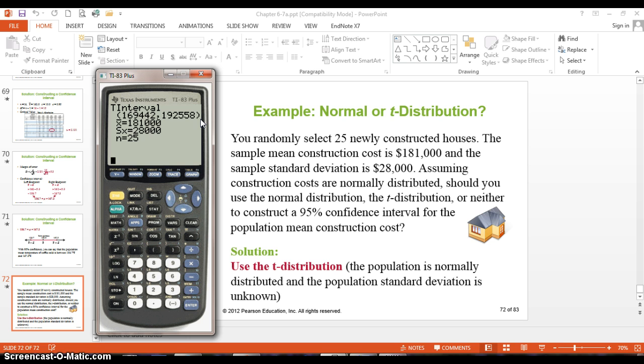And then the margin of error would just be the maximum, 192,558, minus the sample mean, 181,000. So we have a margin of error here of $11,558.